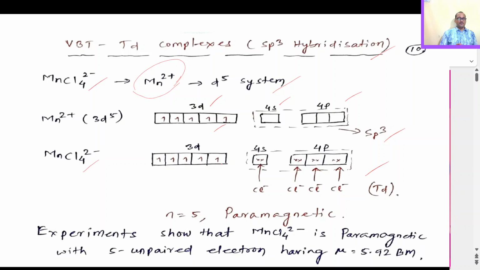So if we look at the complex, we have 5 unpaired electrons in the 3d orbitals, so n equals 5. So it is a paramagnetic complex. Experiment shows that [MnCl4]2- is paramagnetic in nature with 5 unpaired electrons and having a magnetic moment of 5.92 BM.